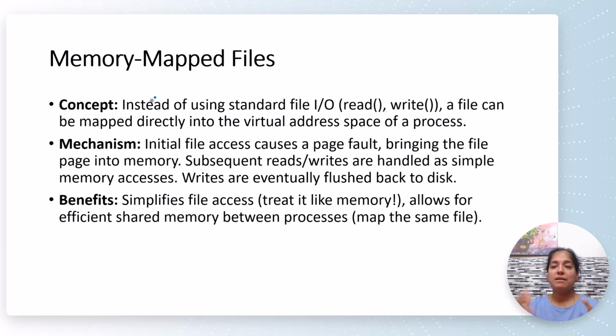What happens if we load the whole file in memory is that we do not need to read the file again and again from secondary storage, so it makes the process fast. If there is any write operation, then we need to update the disk again. So it simplifies our file access operations, and it also allows efficient shared memory between processes.